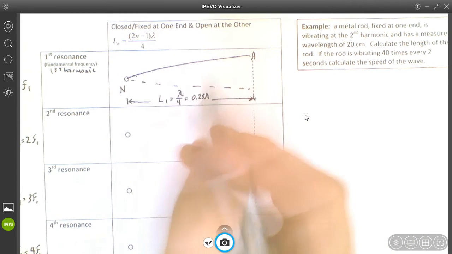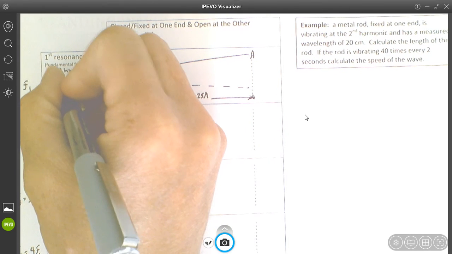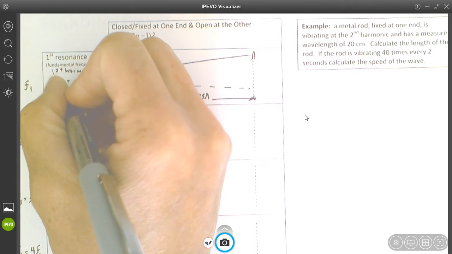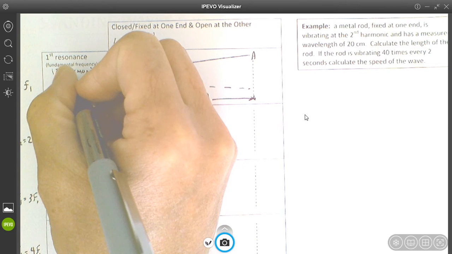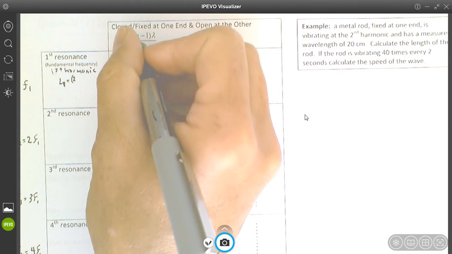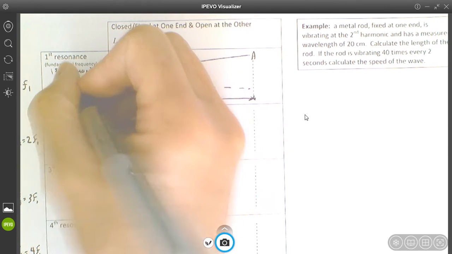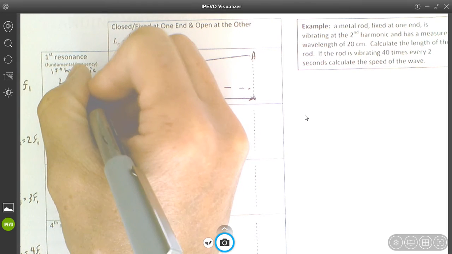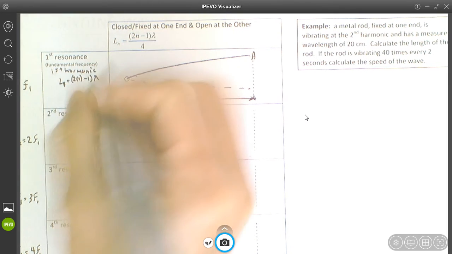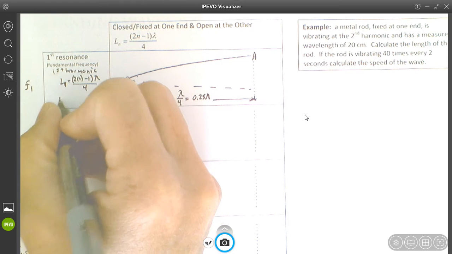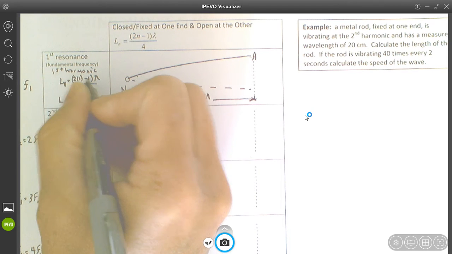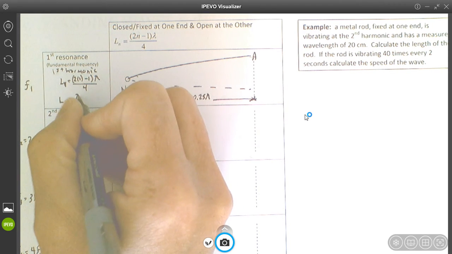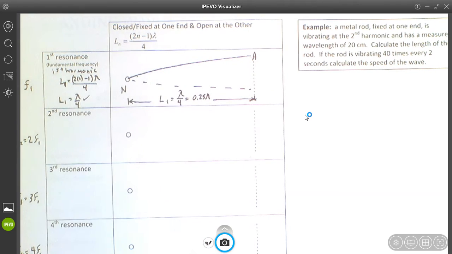Now, if you want to use a formula up here, L1 equals 2 times 1, which is 2, subtract 1, times the wavelength over 4. 2 times 1 is 2, 2 minus 1 is 1. You get lambda over 4. So that's the equation for this one. But you can just say, well, it's a quarter of a wavelength.